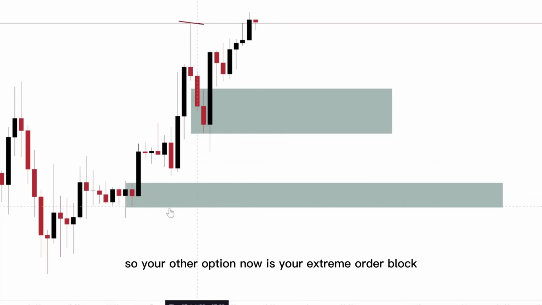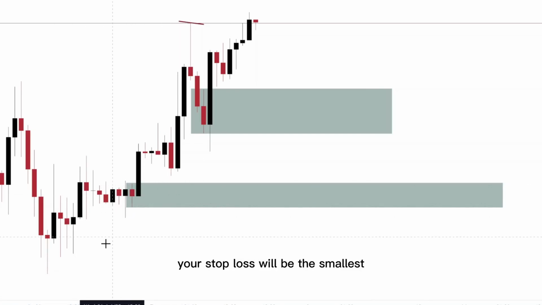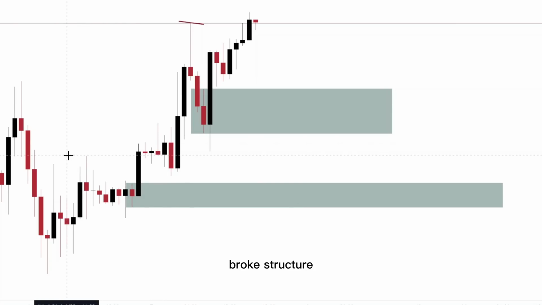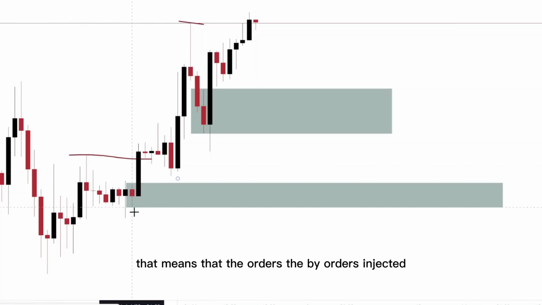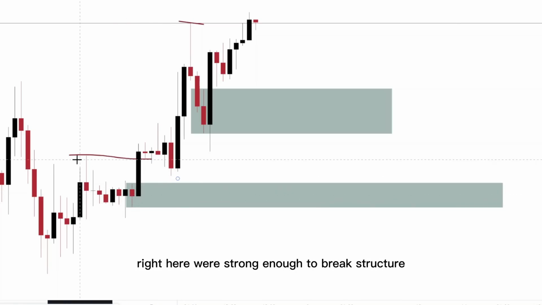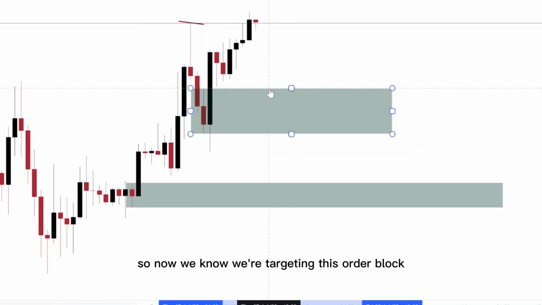So your other option now is your extreme order block, which would be this one. It will be the safest. Your stop loss will be the smallest, and the reaction from this extreme order block broke structure, showing signs of strength. That means the buy orders injected right here were strong enough to break structure, break its previous swing high. So now we know we're targeting this order block.